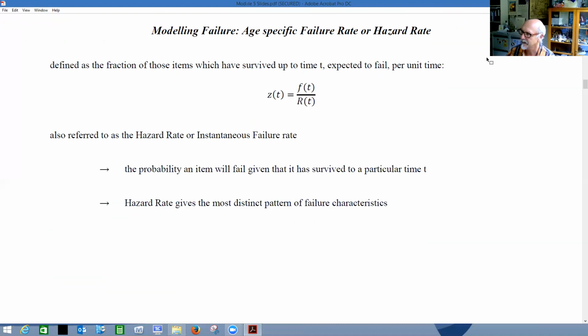The other information we can get is what's called the age-specific fail rate or hazard rate, and that's defined as the fraction of those items that have survived up to a particular time t that are expected to fail per unit time. Also referred to as the hazard rate or instantaneous fail rate. It's the probability an item will fail given that it has survived for a particular time. So if we've had it for, again, 5,000 hours, then it's the probability that it will last 7,000 hours, whatever the case may be. So the hazard rate gives the most distinct pattern of failure characteristics.